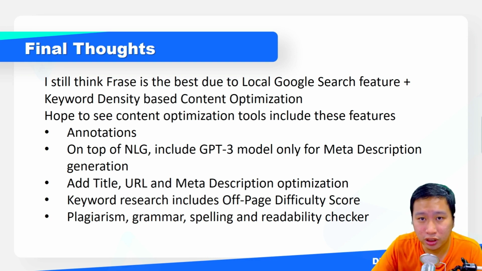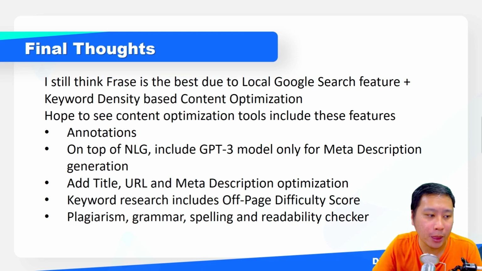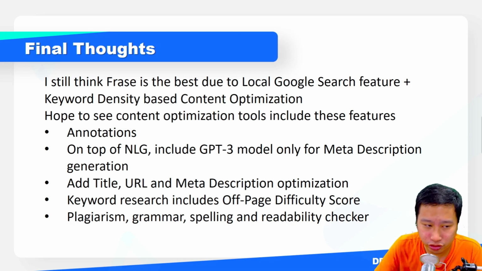move along with these content optimization tools, as they mature, I hope to see annotation features so that if I'm editing a writer's work on Phrase or Outranking or WriterZen in the future, if they have a team member feature, I would be able to edit and show those edits to my writer so that they can learn what kind of content I'm looking for. Okay, and on top of NLG, right?